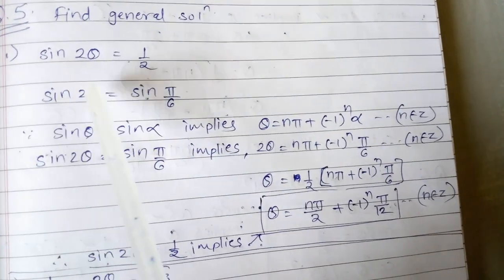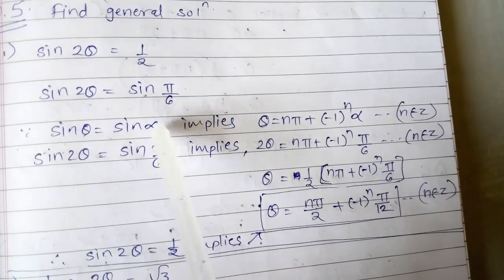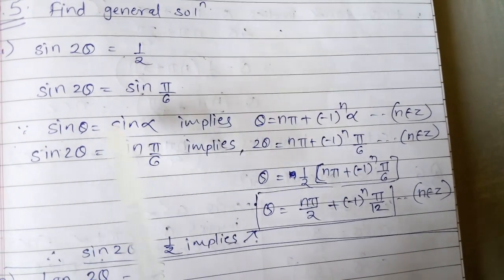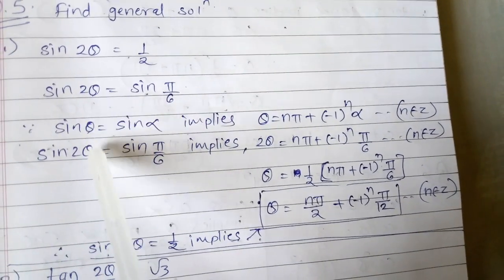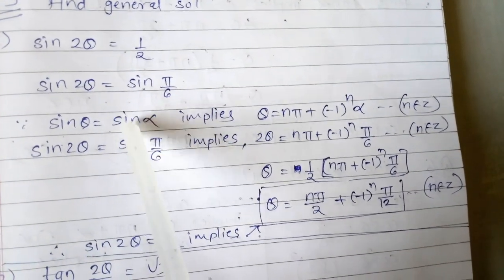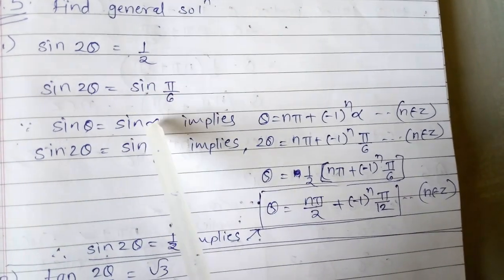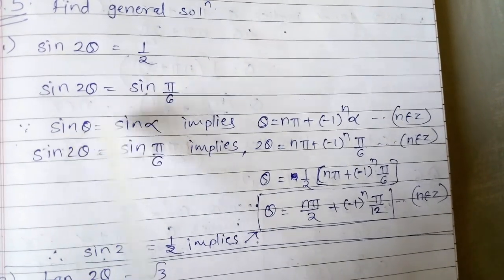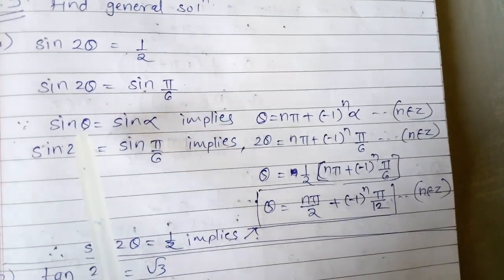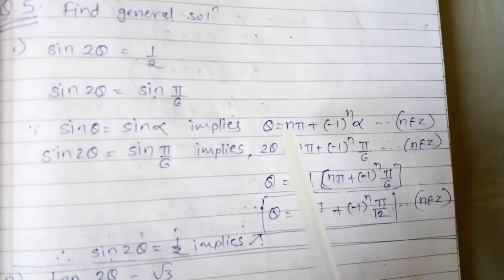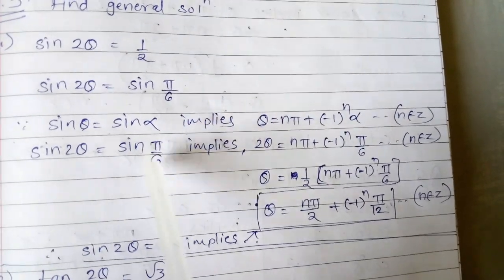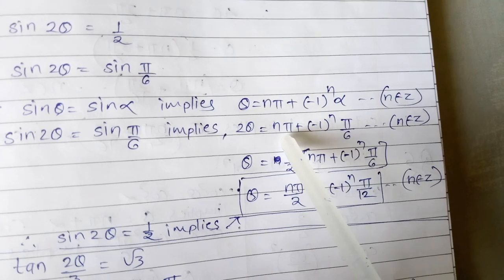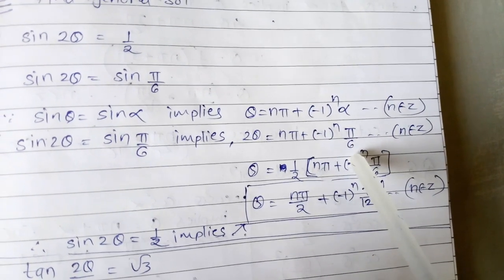So here we have to write down sin 2 theta is equal to sin alpha, where the value of alpha is pi by 6, it implies. So here also, instead of writing theta, we put the value as 2 theta. Just compare these two equations. Whenever there is sin theta is equal to sin alpha, we write this equation, but the equation is the same, just changing the value of theta. So instead of writing theta we write 2 theta, and the value of alpha is pi by 6. The remaining part is the same as it is. So 2 theta is equal to n pi plus minus 1 raised to n pi by 6.